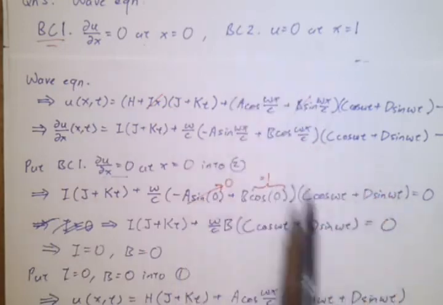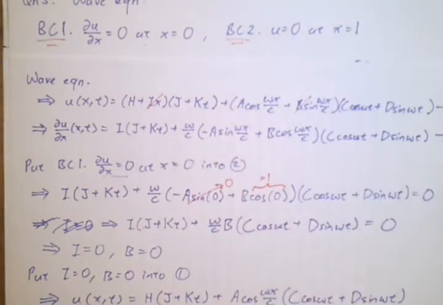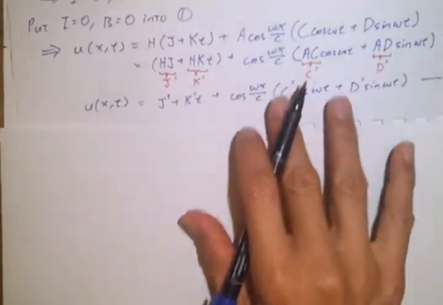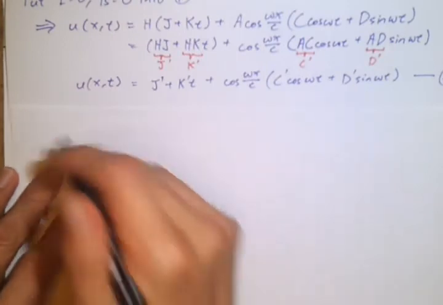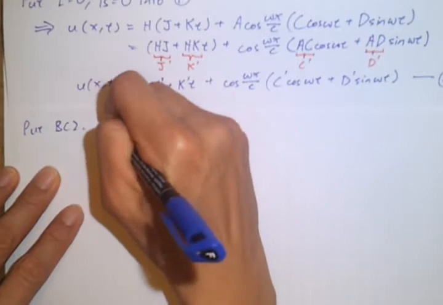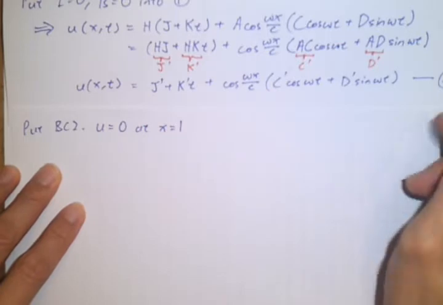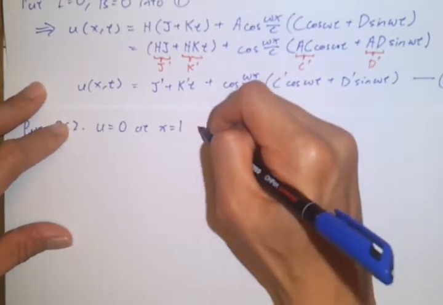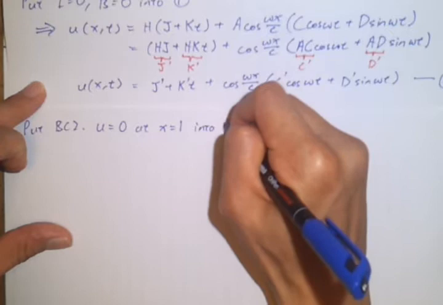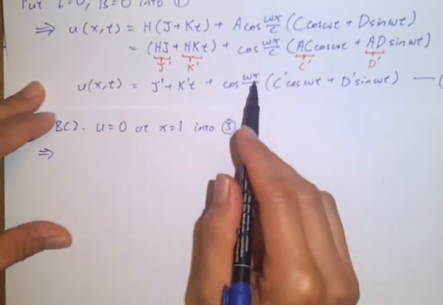Now I'm going to use my second boundary condition. The second boundary condition tells me u equals 0 at x equals 1. So I'm going to put this into my updated solution, which is equation 3, and then you will see what happens. I'm just going to put x equals 1 here.